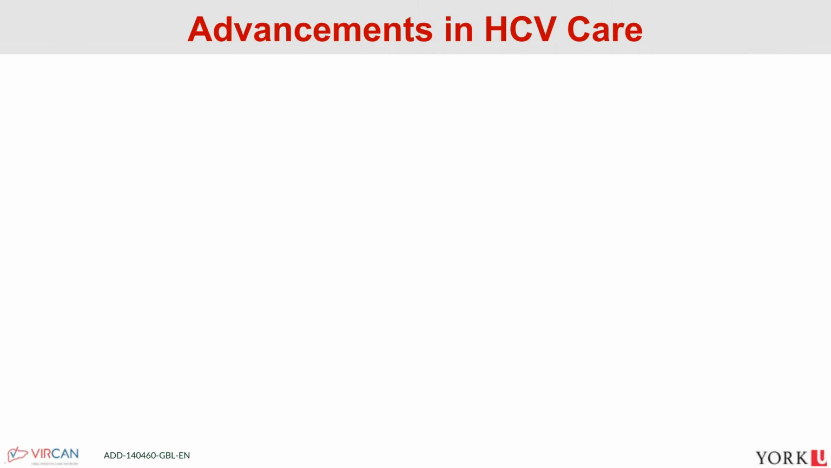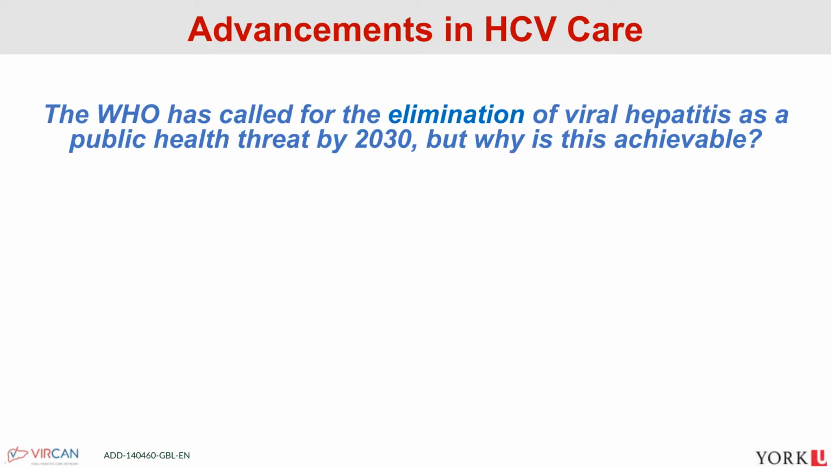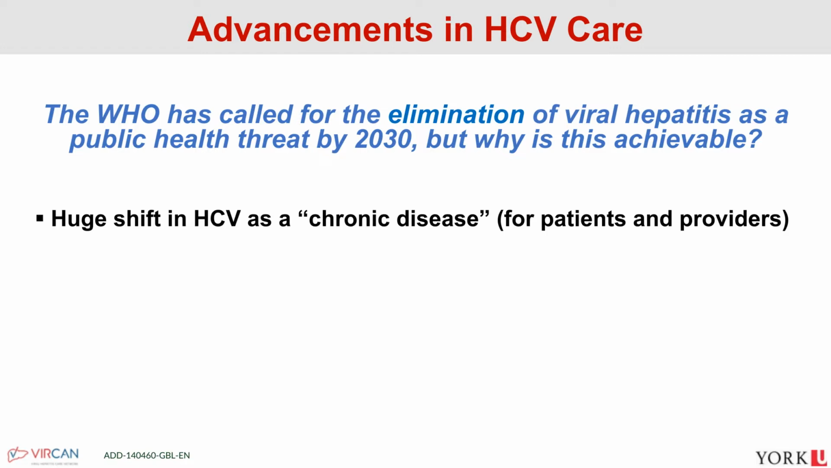In terms of the reasons why we can actually achieve viral elimination, although the WHO called for this elimination by 2030, there were actually some particular reasons why it's possible. Some of these things include the shift of thinking about hepatitis C virus as a chronic disease to now a treatable and curable disease. And that shift has really come for both providers and patients.